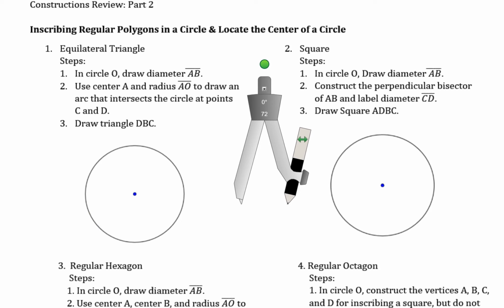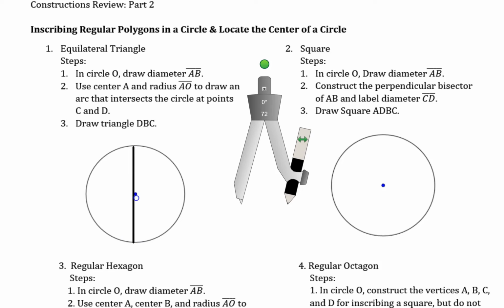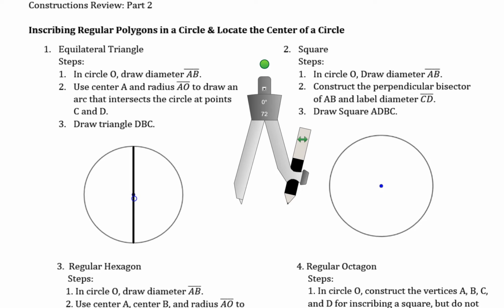So the first thing I have to do is construct a diameter. So you would use your straight edge. I'm just using my line tool here. Make sure it goes through the center. Okay, let's label this. I'll call this AB, just to help me keep track.